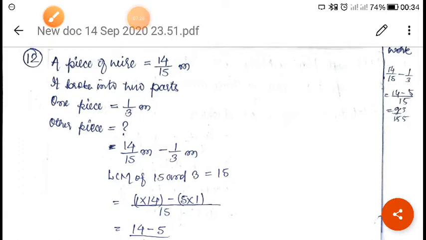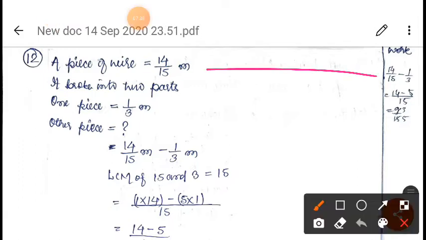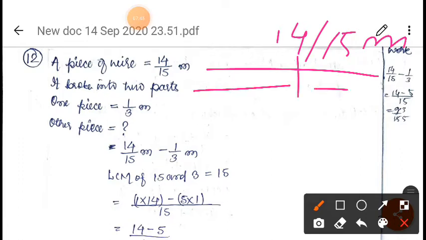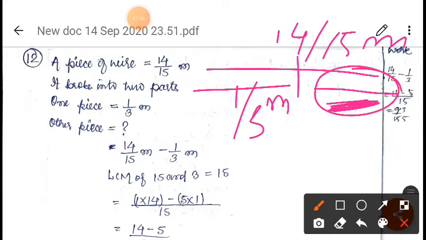Now next is question number 12. In question number 12, it is written a piece of wire which is 14 by 15 meter long broke into two parts. Means there is a piece of wire like this whose length is 14 by 15 meter, and it has been broken into two parts. One part is this, another part is this, right? And one piece was 1 by 3 meter long. Suppose this piece was 1 by 3 meter long, so we have to find out how long the other piece is. Means this part we have to find out, right?